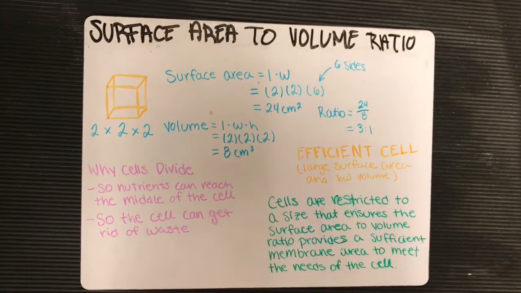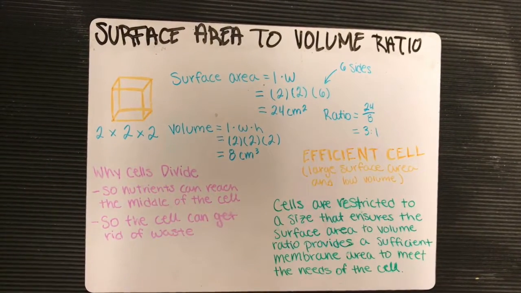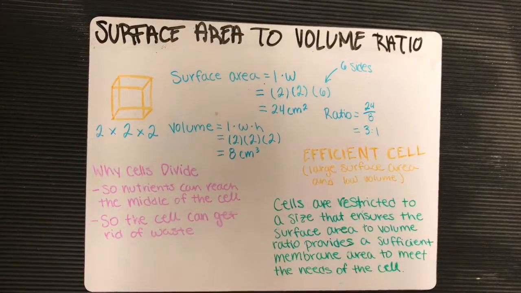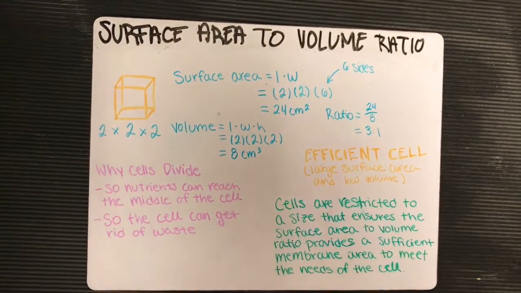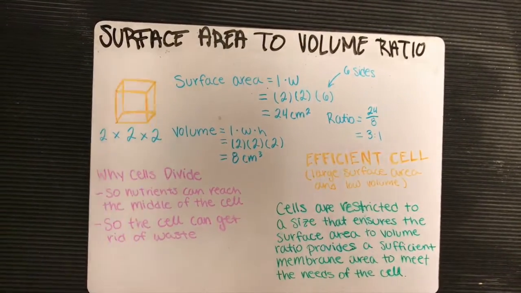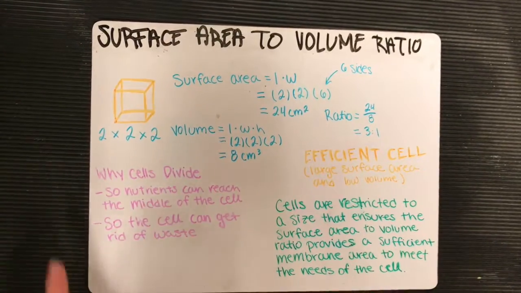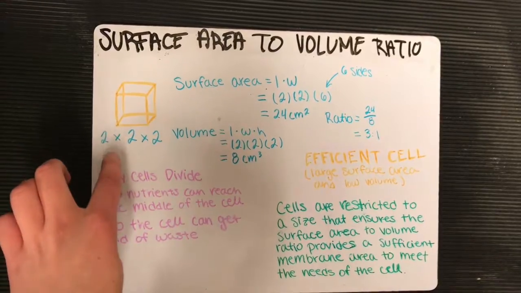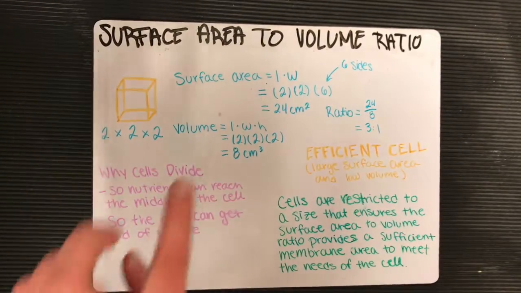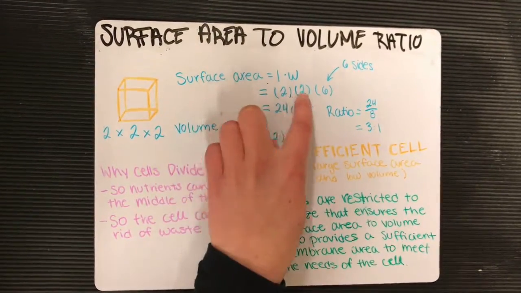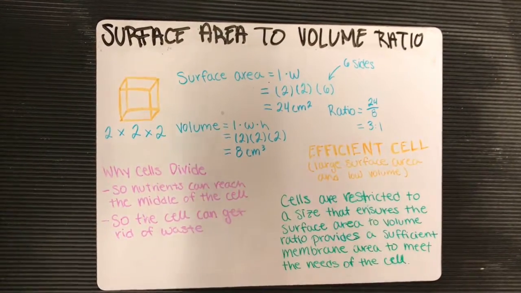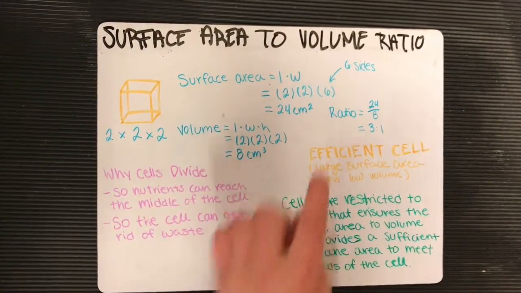Cells are restricted to a size that ensures the surface area to volume ratio provides a sufficient membrane area to meet the needs of the cell. Surface area is calculated by multiplying the length times the width. In this case, all the sides are 2 centimeters long. So here you would multiply 2 times 2 and by 6 because there are 6 sides. So that gives you an answer of 24 centimeters squared.